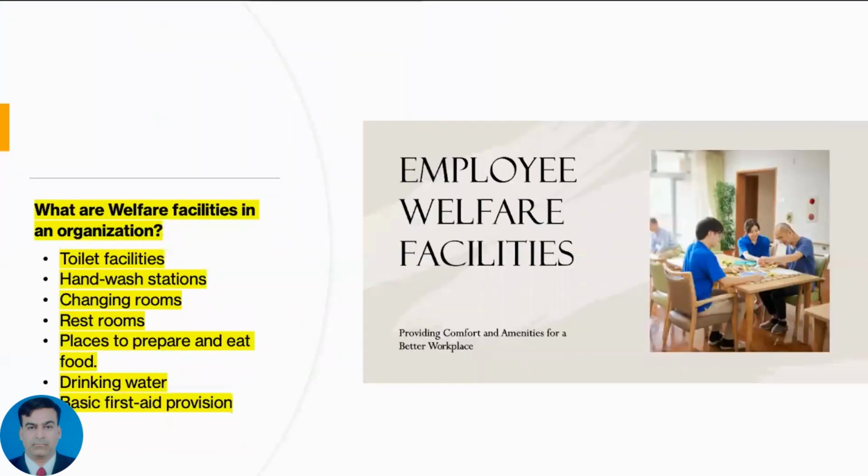Now, we discuss the welfare facilities at the organizations. These are very important because they have direct connection with the occupational health and safety of any organization. So, welfare facilities in an organization refer to basic facilities that are provided to workers to ensure their well-being and comfort while at work. These facilities are essential for maintaining a healthy and safe working environment.